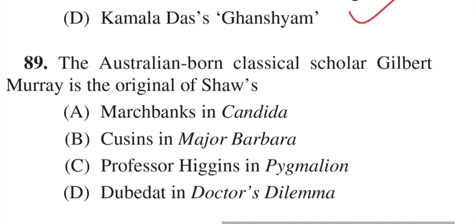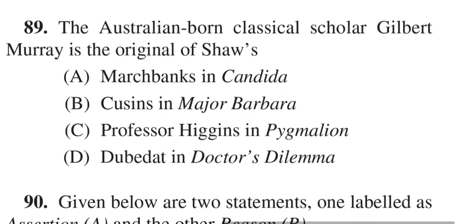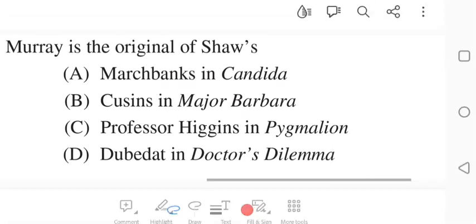Next question we have is 89. It says, the Australian-born classical scholar Gilbert Murray is the original of which character? Marchbanks in Candida, Cusins in Major Barbara, Professor Higgins in Pygmalion, Doubtdet in The Doctor's Dilemma. What is the correct answer? Correct answer is number B. That means Cusins in Major Barbara.